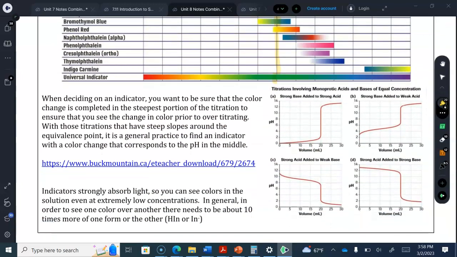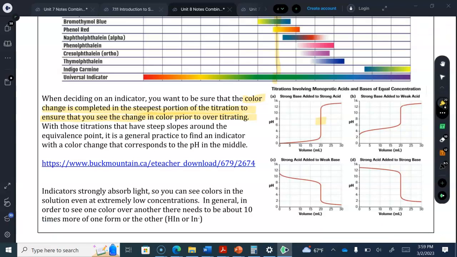When deciding on an indicator, you want to be sure that the color change is completed in the steepest portion of the titration, to ensure that you see the change in the color prior to over-titrating, so too much of your titrant being added. With those titrations that have steep slopes around the equivalence point, it is a general practice to find an indicator with a color change that corresponds to the pH in the middle. So, middle.